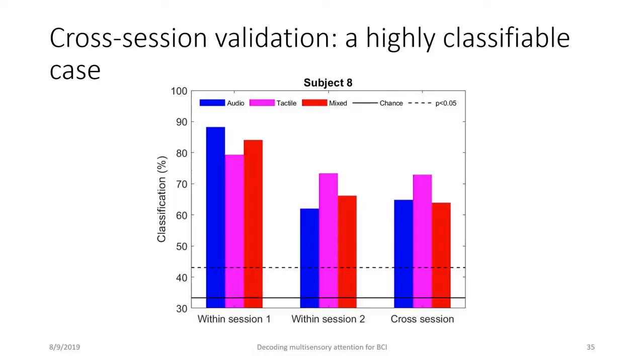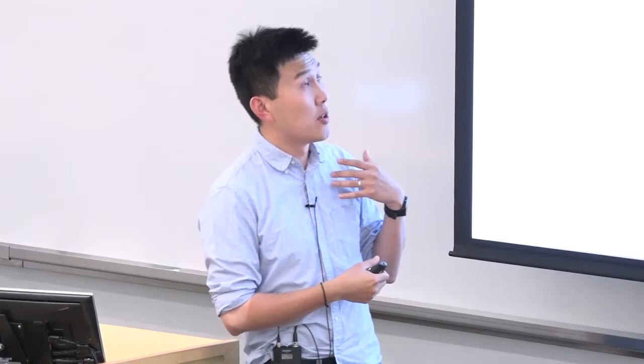Another interesting question is: if I come here today, do the task, and derive this model, and then come back tomorrow or a week later, can I use the same model on the new data to classify whether I'm attending to left or right? This is the robustness across time. We asked a few subjects to come back after 1 week and do the same task with a different order of the trials.